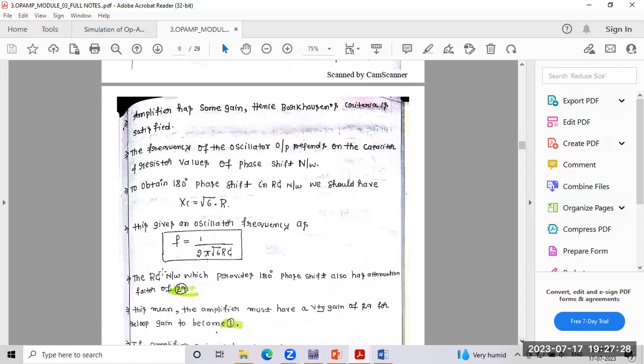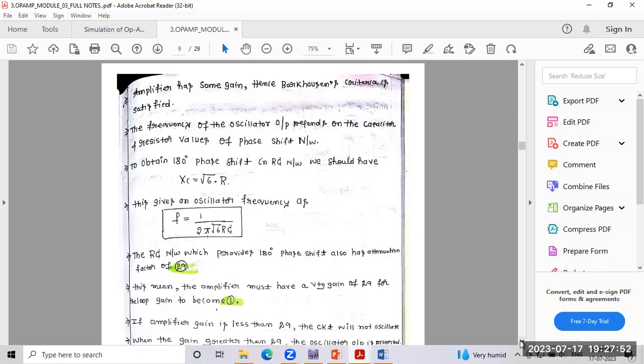Okay, then we should understand that to obtain 180 degree phase shift in the RC network, we should have capacitive reactance equal to √6 into R. Capacitive reactance is equal to 1 divided by 2 pi f C. Okay, you can substitute f equal to 1 divided by 2 pi √6 RC. How does this 6 come? 6 is nothing but 2n. N is nothing but the number of RC networks. Here we are going to use 3 RC networks, so that's why 2 into 3. That's why this 6 comes.